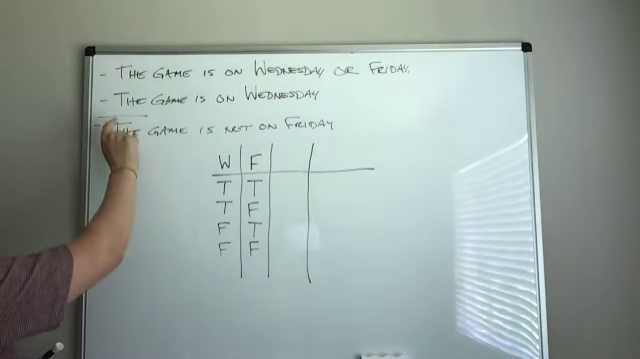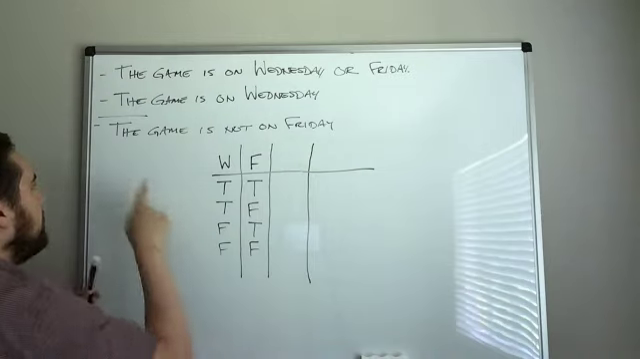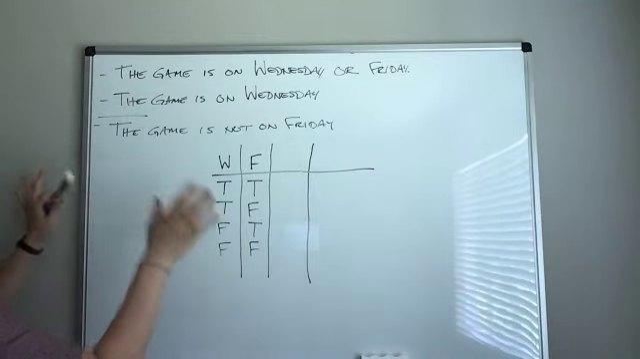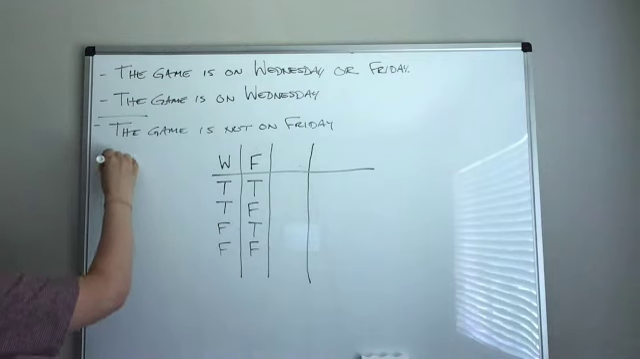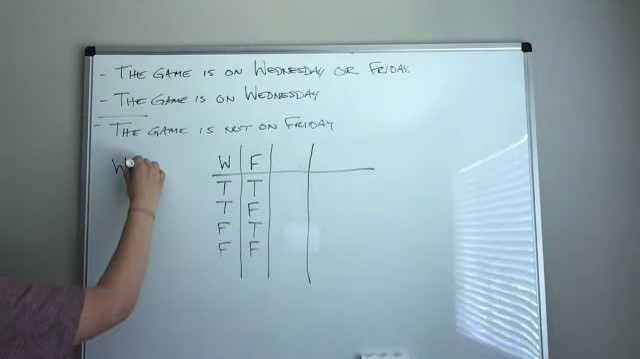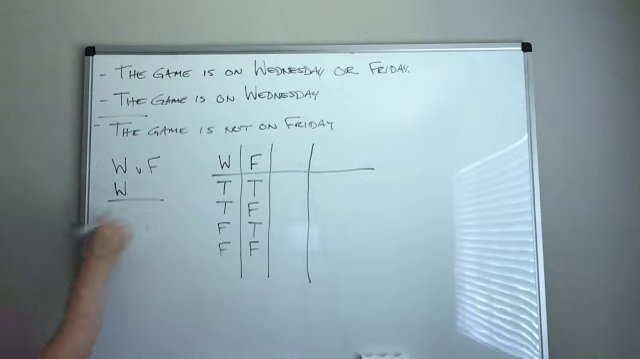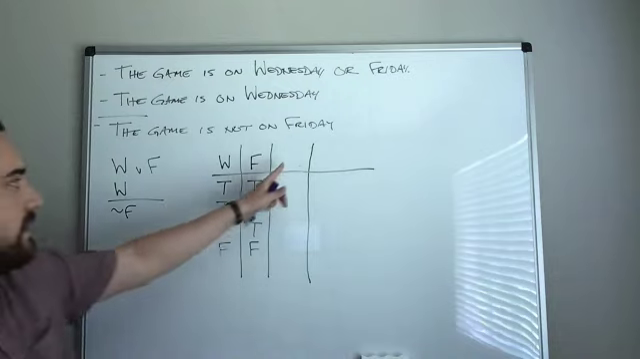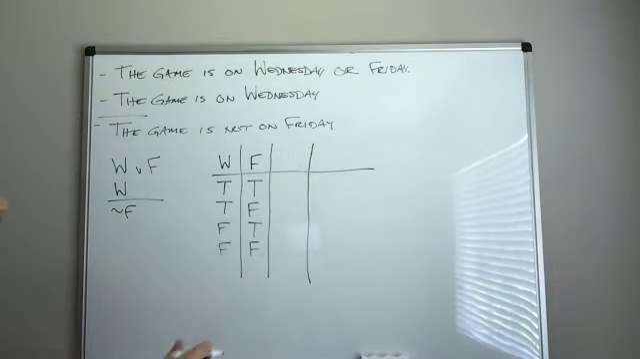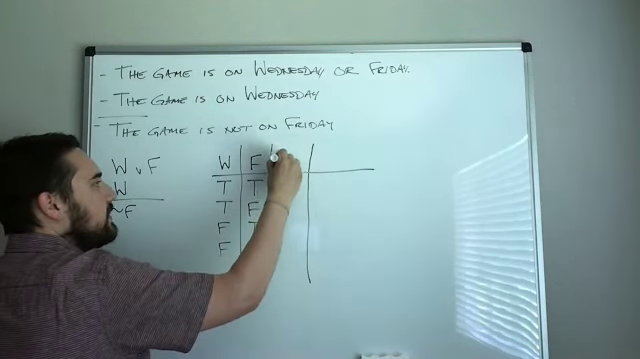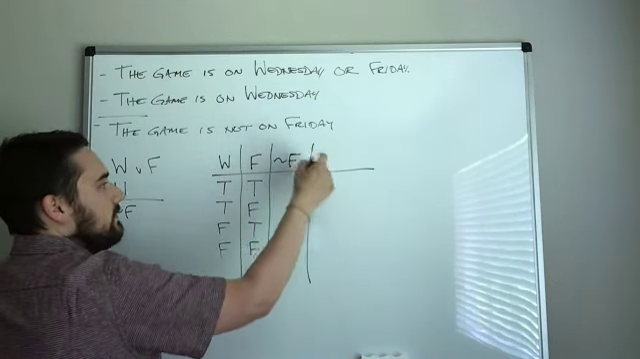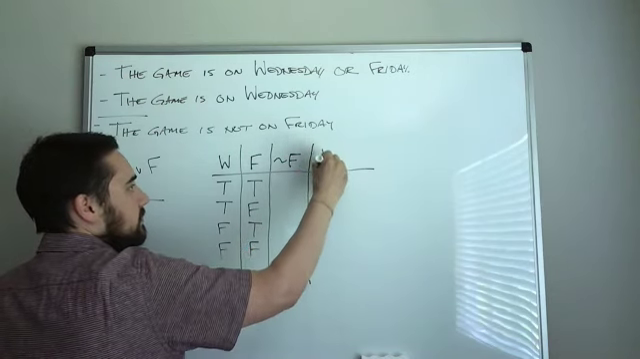But we need to transcribe the argument, which again, like we said, the first premise is going to be the same. The game is on Wednesday or the game is on Friday. But the second premise says the game is on Wednesday, so we'll just use a W. And then the conclusion is the game is therefore not on Friday. Okay, so now rather than have a tilde W column like we did in the last example, in this example we're going to have a tilde F. And then the final column will be the same though.